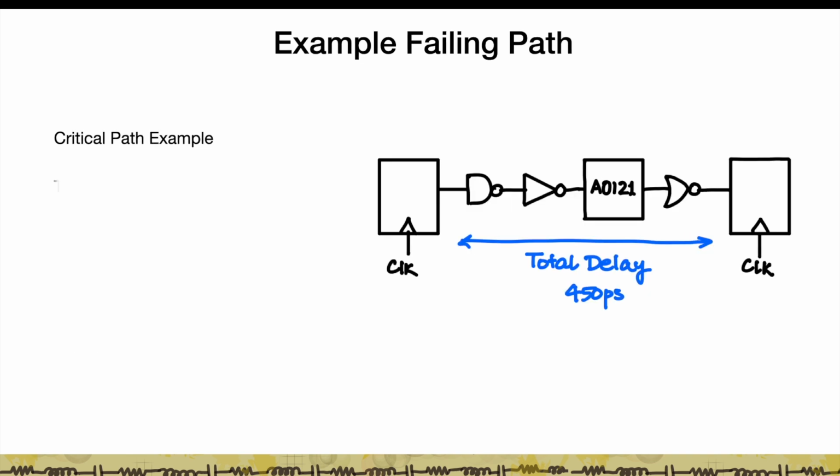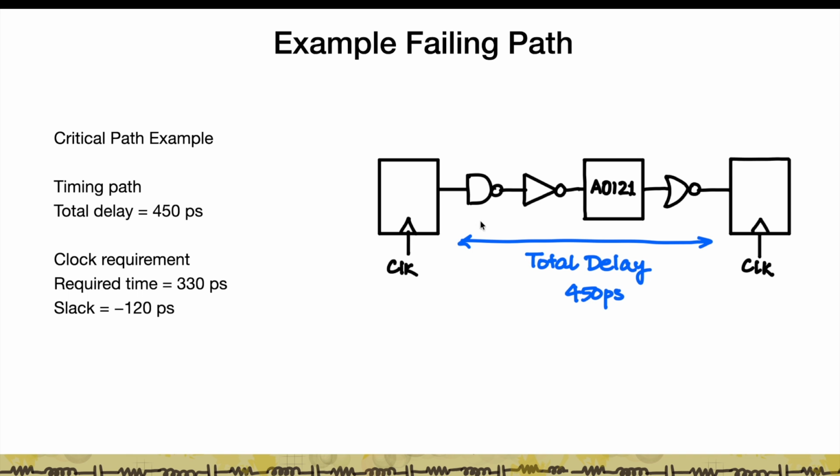Let's put a face on this violation. The failing path runs from a launch flip-flop through an AND gate, an inverter, an AOI-21 compound gate, and a NOR gate, arriving at the capture flip-flop FF2. Each gate contributes its propagation delay. The interconnect between them contributes an RC delay on top of that. And it all adds up to a total path delay of 450 picoseconds.